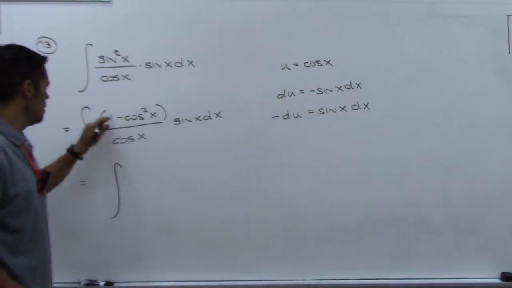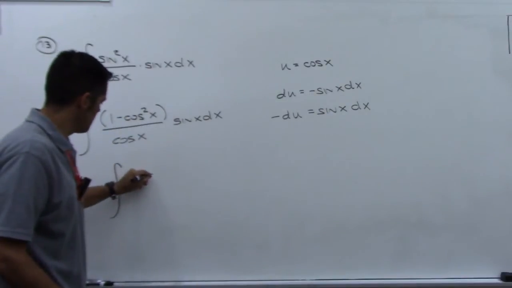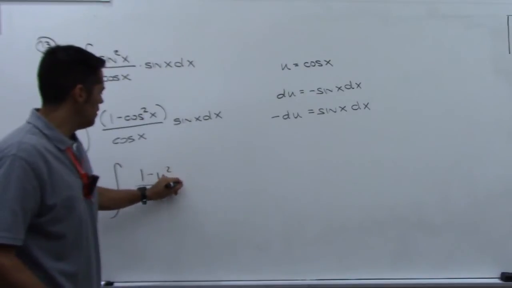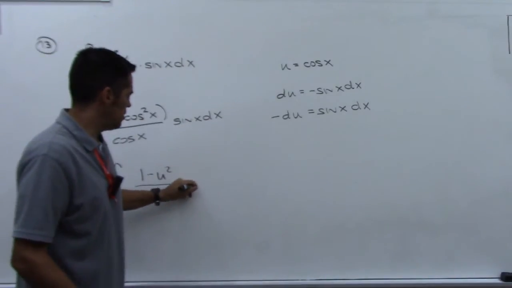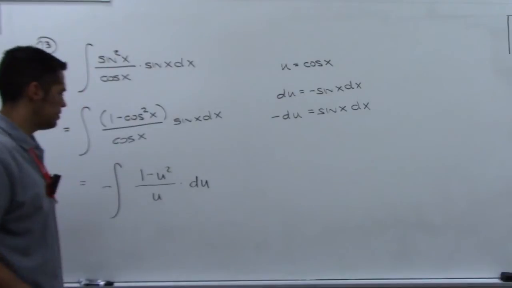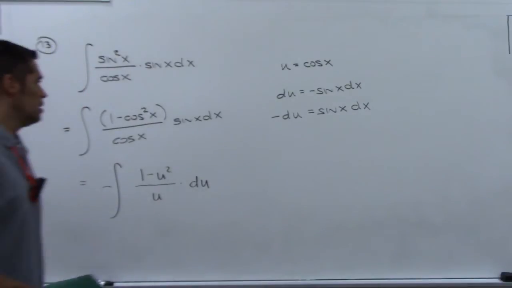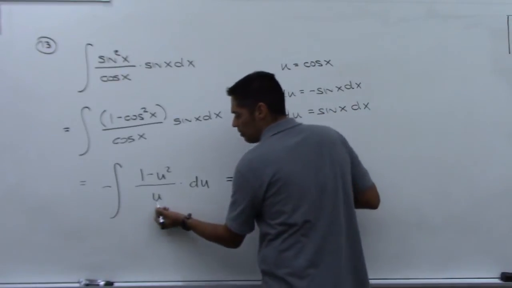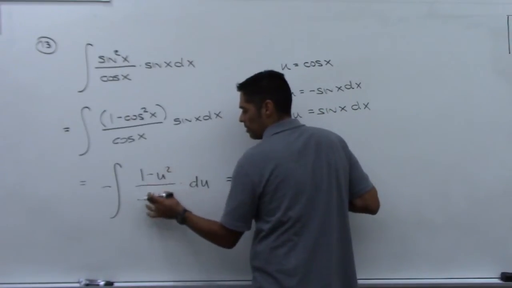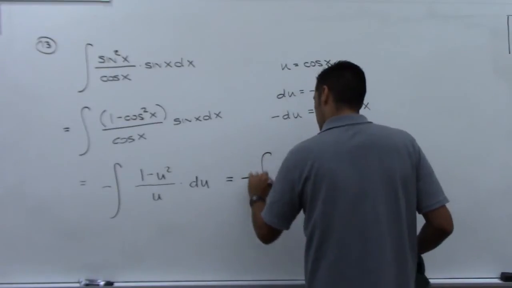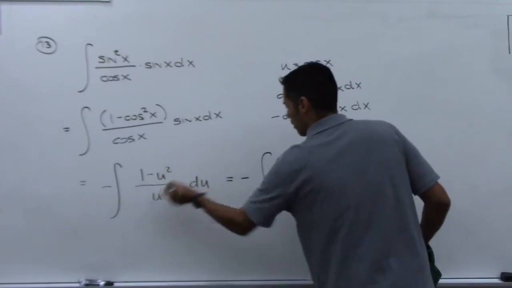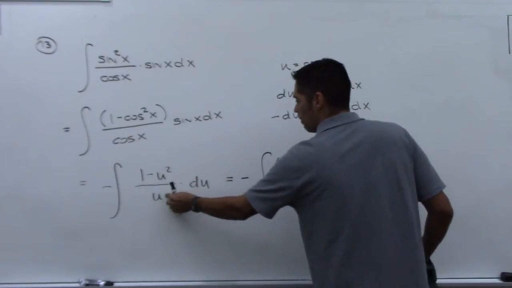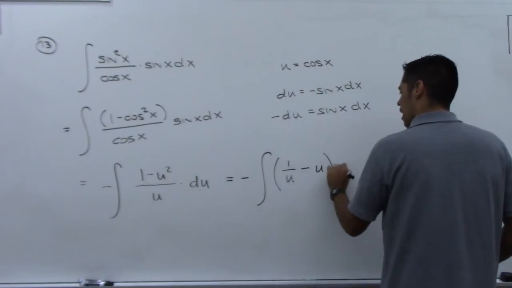Integral of 1 minus u squared over cosine of x, where u was cosine x. Then sine x dx is negative du. So here's du, here's your minus. Very good. Now, because I have a single term in the denominator and two on top, I'm going to just split this into two fractions. It'll be 1 over u, and then the other one, minus u squared over u, which is just u, and then du.